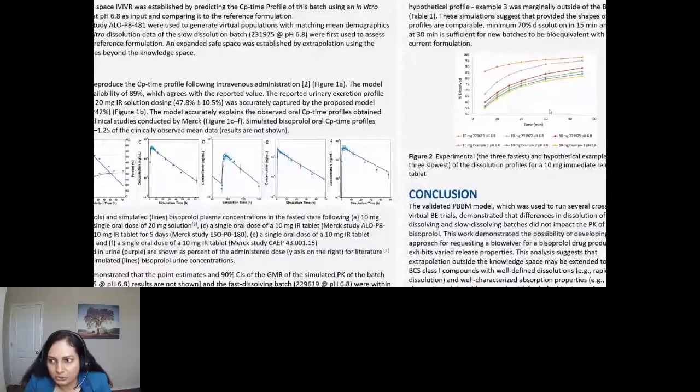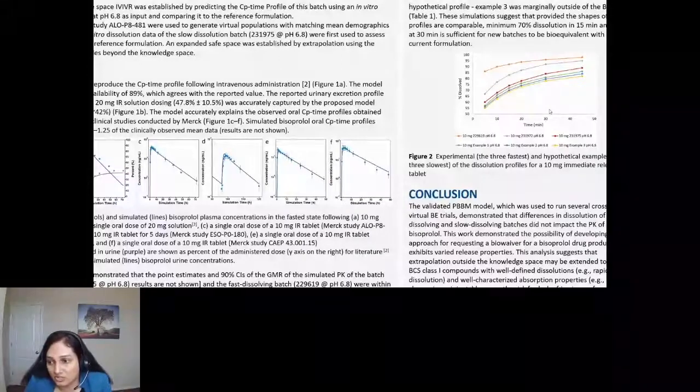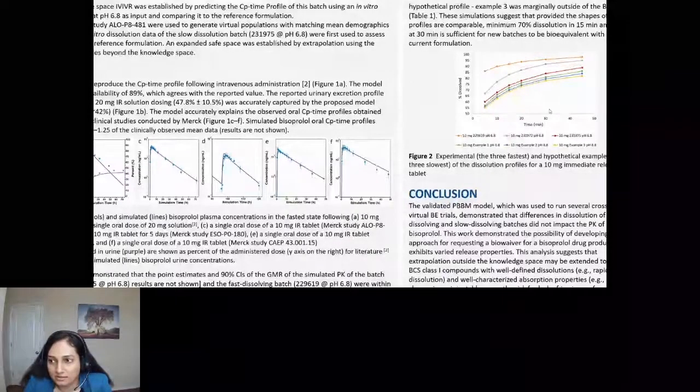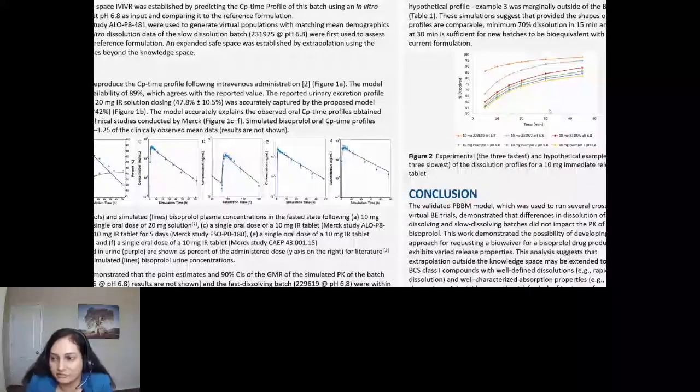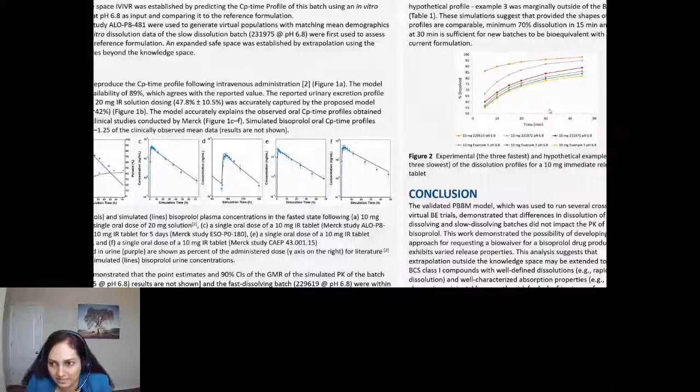You can see that example 2, which is 70% dissolution in 15 minutes and around 79.5% at 30 minutes, was sufficient to show bioequivalence with the reference formulation. And the yellow one, which was 69% in 15 minutes and 78% in 30 minutes, was outside of the BE limit, so that was not showing bioequivalence with the reference formulation.